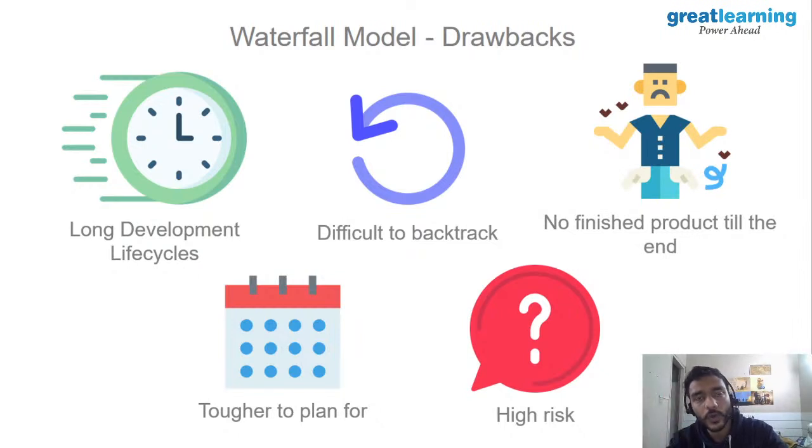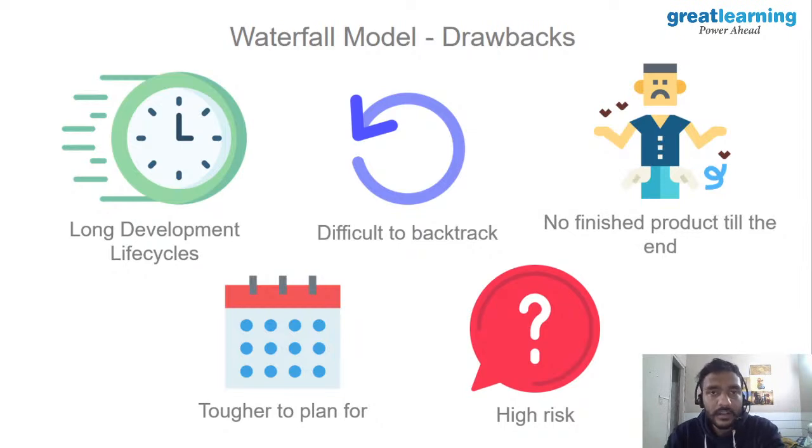So if something goes wrong mid-way and you have to backtrack, then it means you have to invest a lot more capital, a lot more money into it, which is again a lot of risk because you may not have that capability. If something goes wrong and you don't have the budget for it, then boom, it's all gone, right? So these are the different drawbacks that the waterfall model really has.